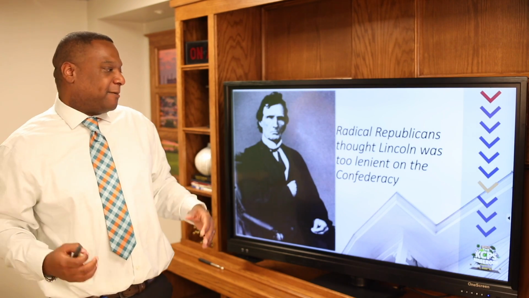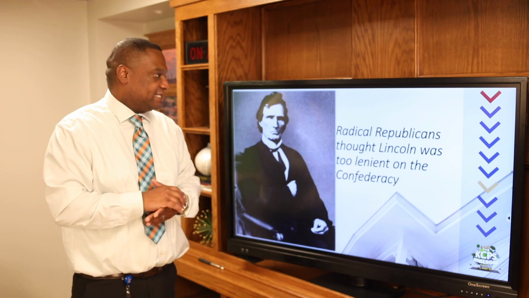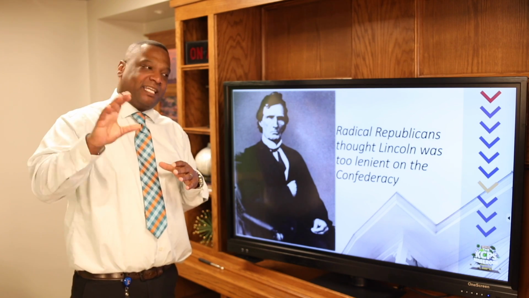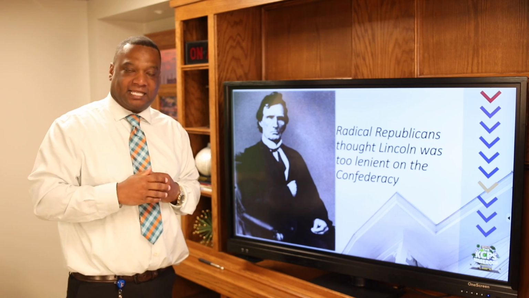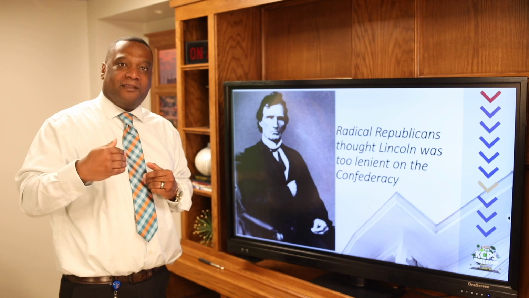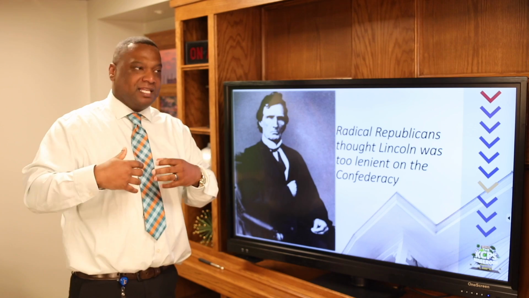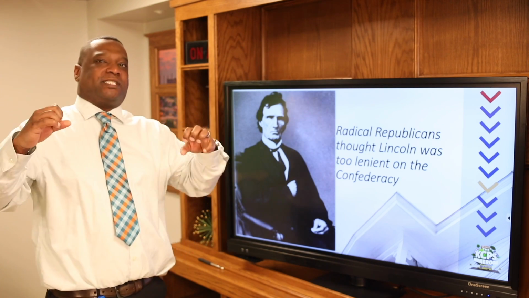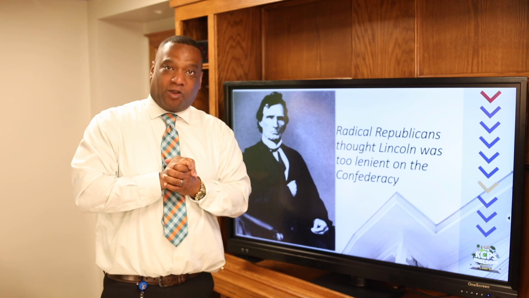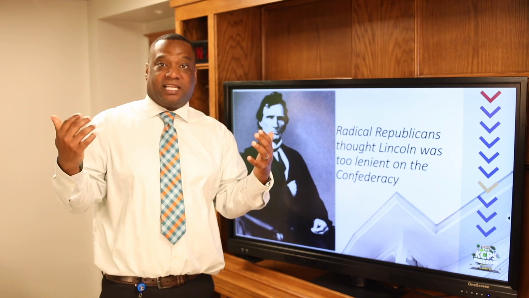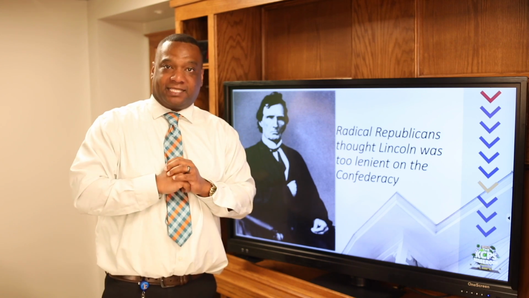So the radical Republicans. Let's talk about Thaddeus Stevens, who was the leader of them. This is Thaddeus Stevens. He thought Lincoln was too lenient on the Confederacy. He thought they should pay a higher price. He thought 50% of them needed to take a loyalty oath to the Union. This was a huge deal, because you remember Lincoln's plan, only 10% had to take this oath, loyal to the Constitution of the United States. But the radical Republicans wanted 50% of the population to do so, right?